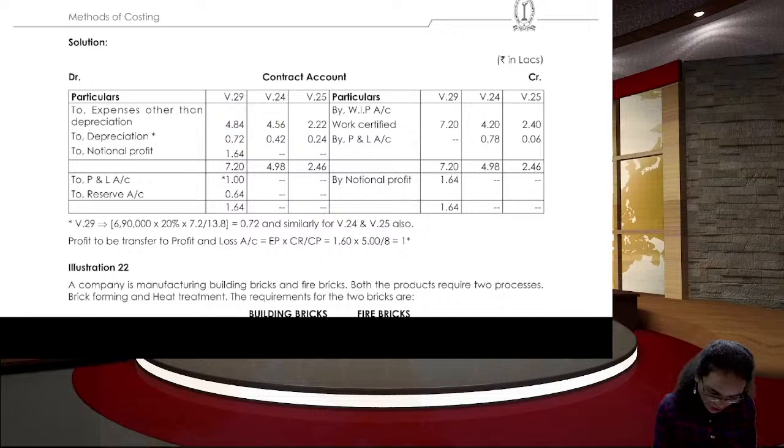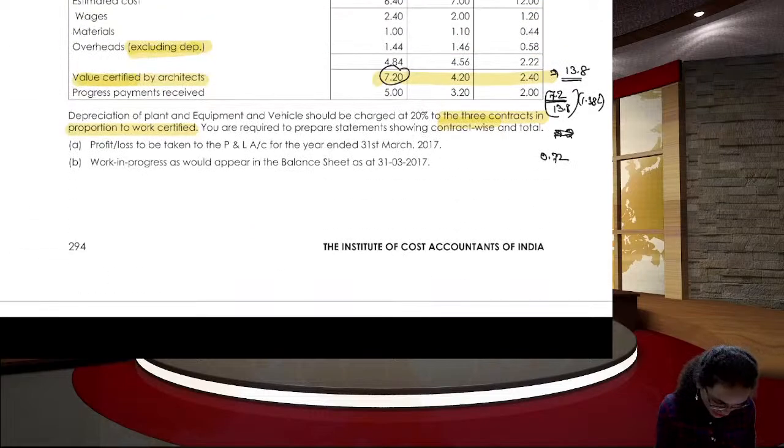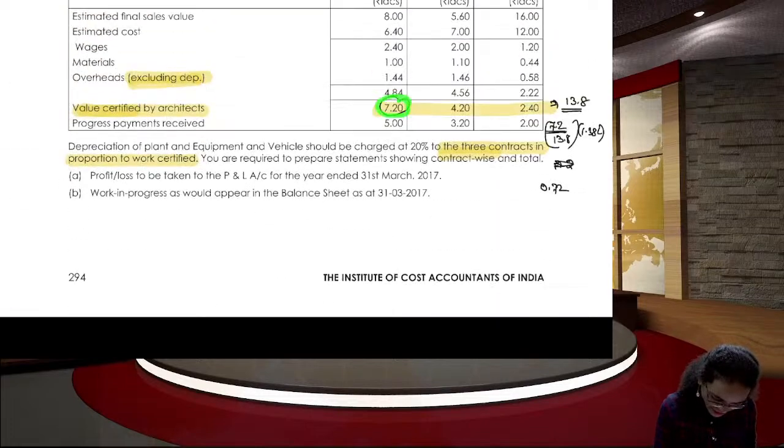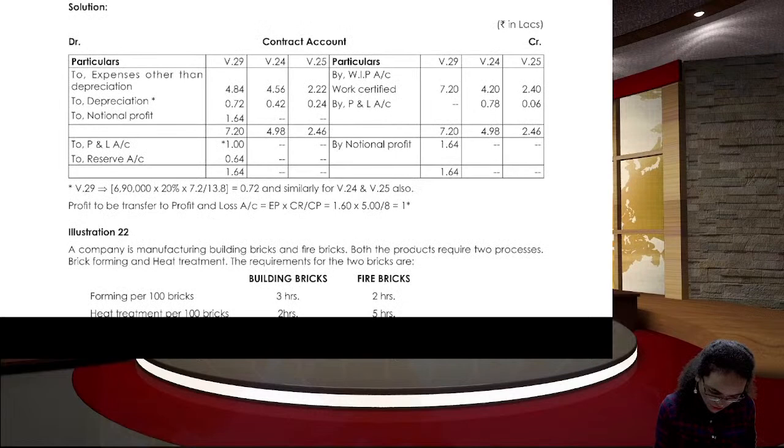Come back here. Work certified is how much? Work certified is this one, 7.22. Is work uncertified given? Payment received is given, but uncertified is not given. So there is no uncertified. So from this 7.2 minus 4.84 minus 0.72, that is nothing but 1.64, the notional profit.